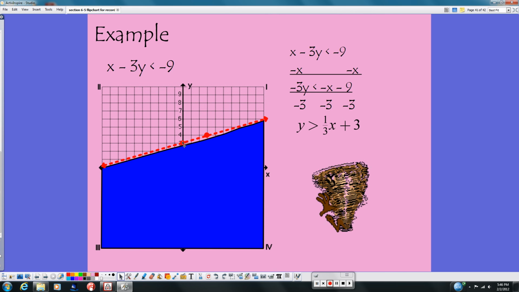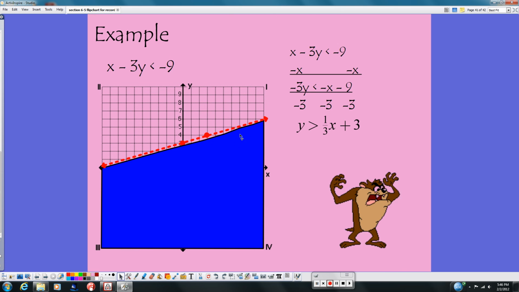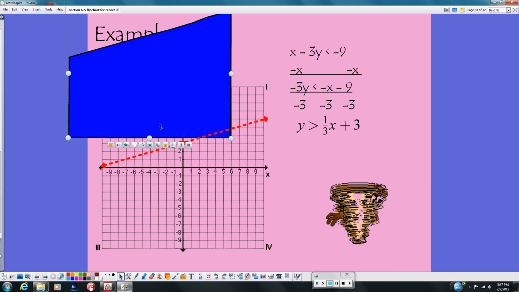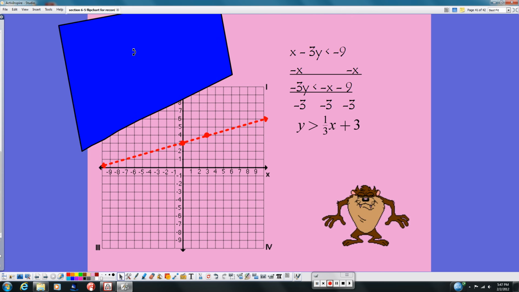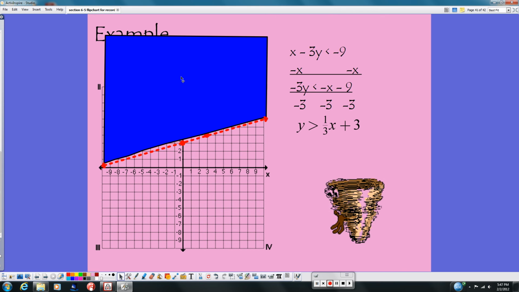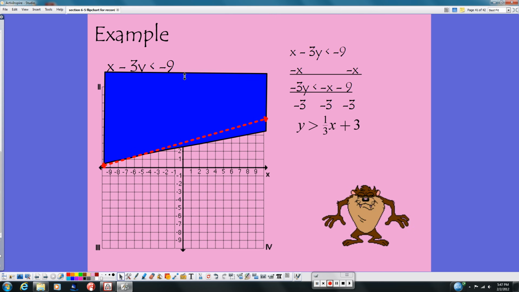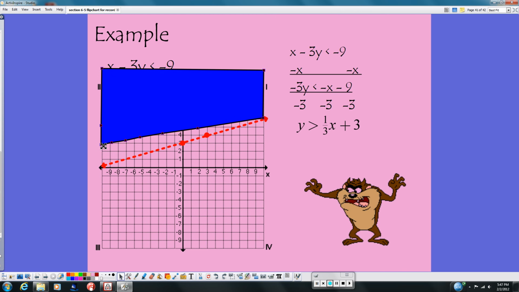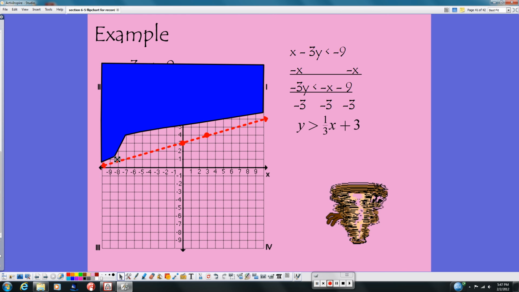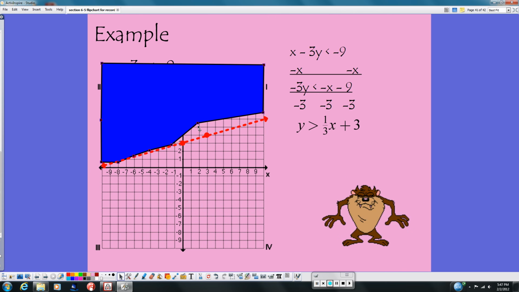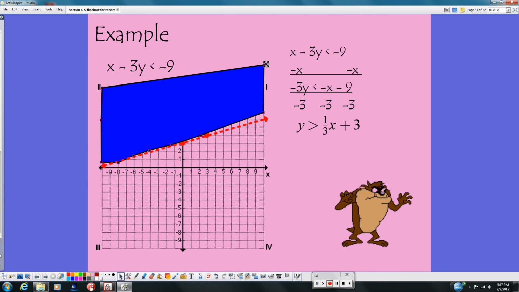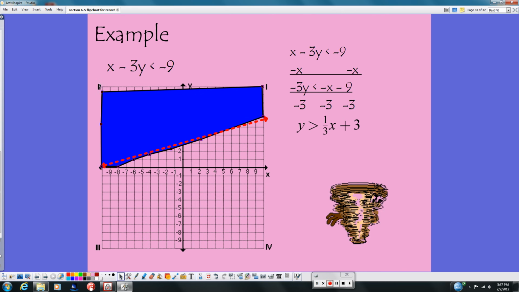Put a dot on 3, up 1 and over 3 to get to our next dot, and then we're going to shade underneath. No, it's greater than, so we're going to shade above. Shade above to get our final graph.